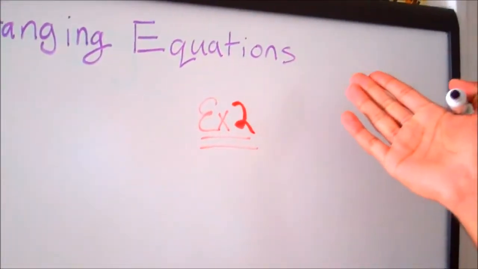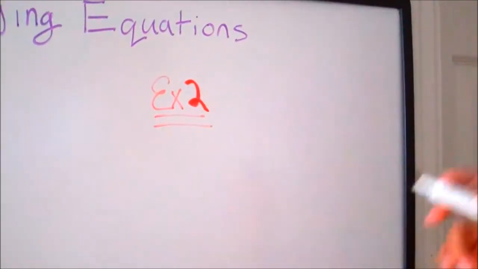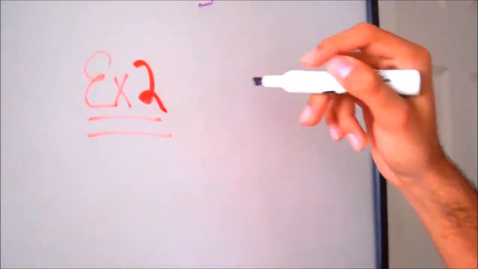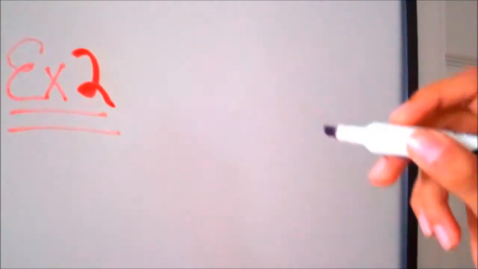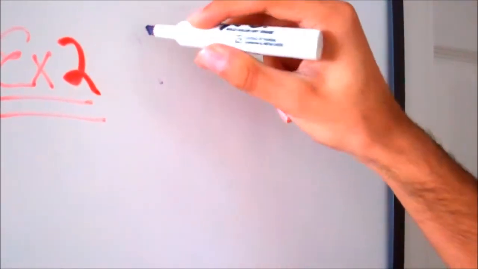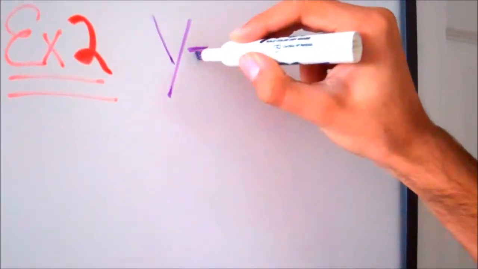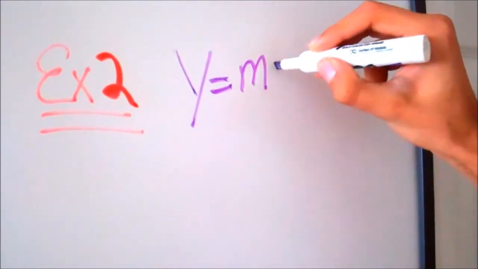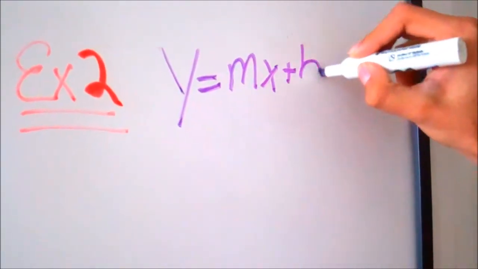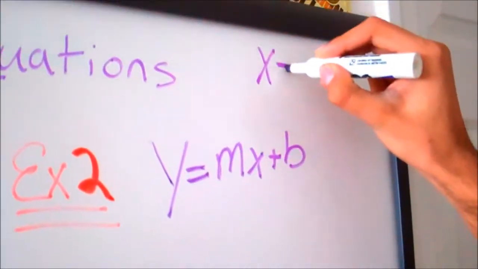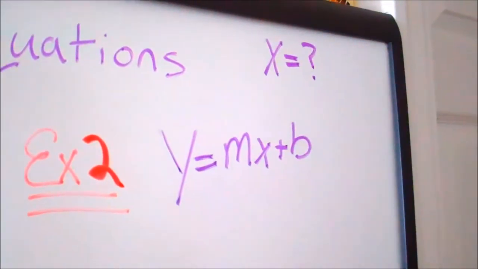Hello and welcome to example number 2 of rearranging equations. So, for our second example, we will do some multiplication and division. So, we will start off with the equation y equals mx plus b and isolate for the variable x.